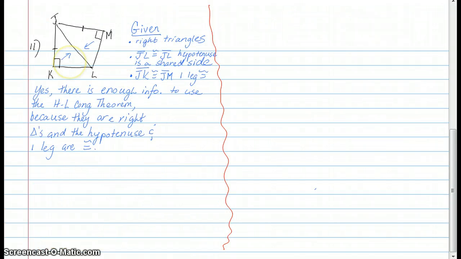Okay, in this particular picture, number 11, which was on page 260, we were given that they are right triangles. We also know that segment JL is congruent to segment JL, which happens to be the shared side, which is the hypotenuse for both right triangles. And we also know that there's one leg congruent because segment JK and segment JM are the leg that is congruent. So therefore, yes, there is enough information to use the HL congruence theorem, again, because they're right triangles and the hypotenuse and one leg on both triangles are congruent.